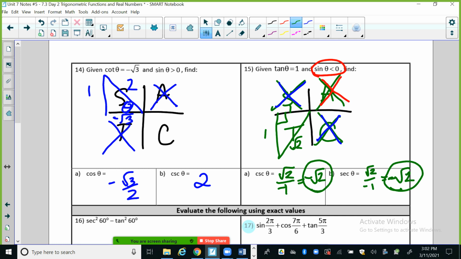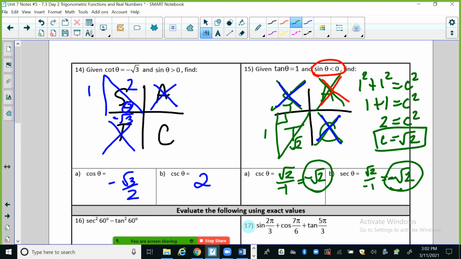Yeah, so the question is, can I show how I got square root 2? So a squared plus b squared equals c squared. 1 plus 1 is c squared, so 2 is c squared. So c is the square root of 2. Yeah, no problem. Anything else?